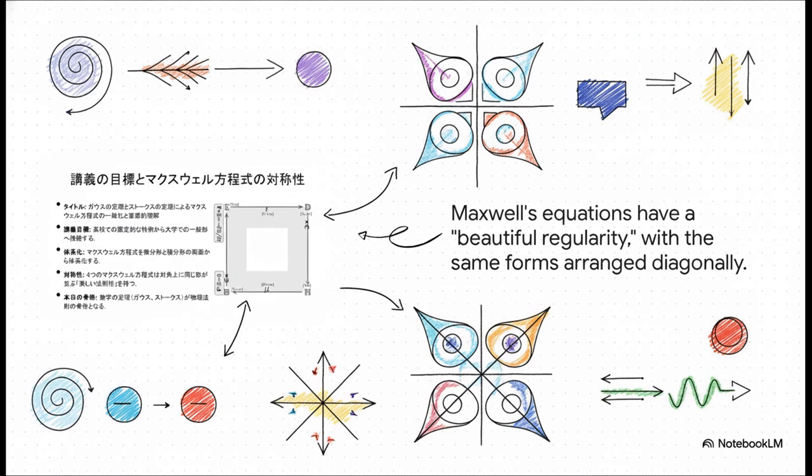So this right here is the EDBH framework. It's a visual way to look at Maxwell's equations. And you can see it right away, can't you? That beautiful symmetry. The equations arranged diagonally are practically mirror images of each other.